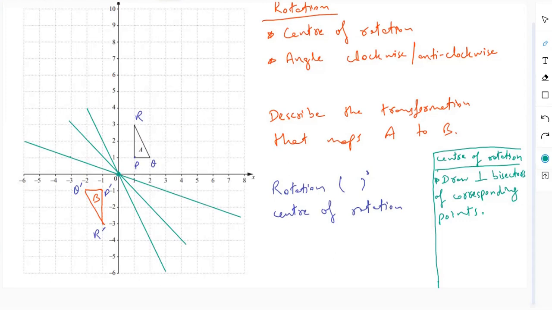Draw perpendicular bisectors of corresponding points. This is what you have to do. Their point of intersection will be the center of rotation. Okay, this is the method for finding the center of rotation.